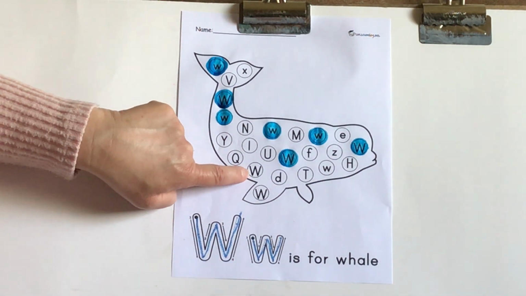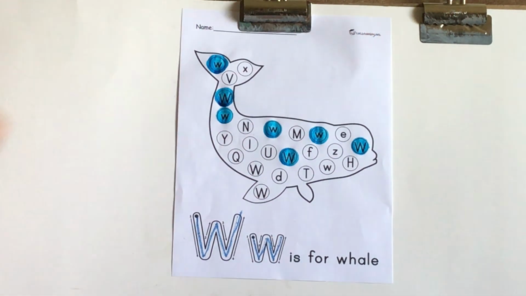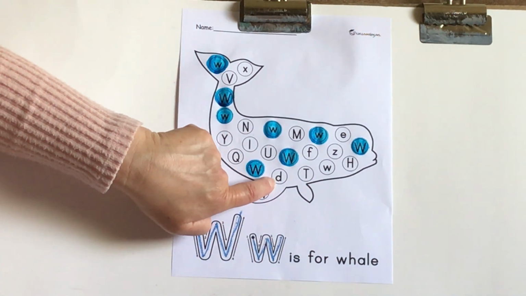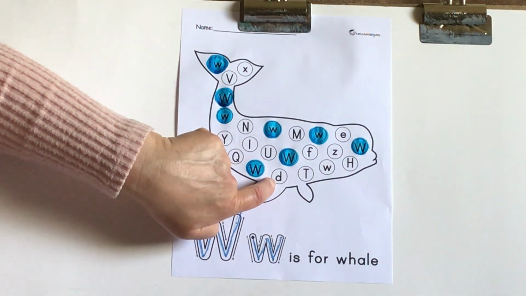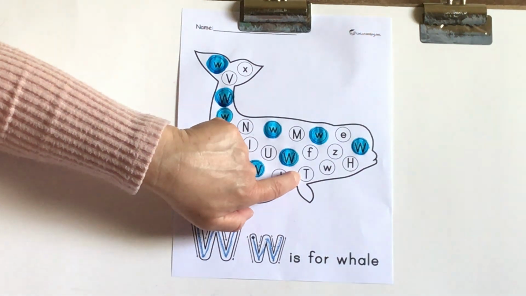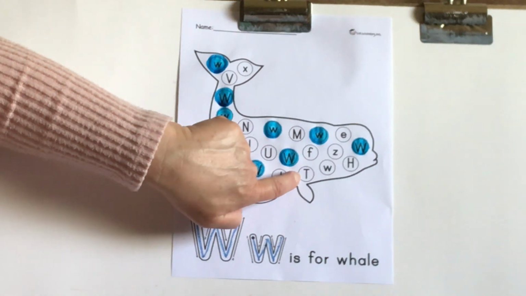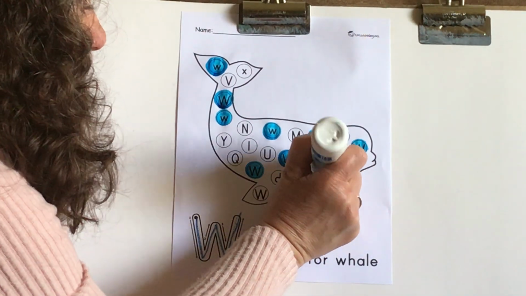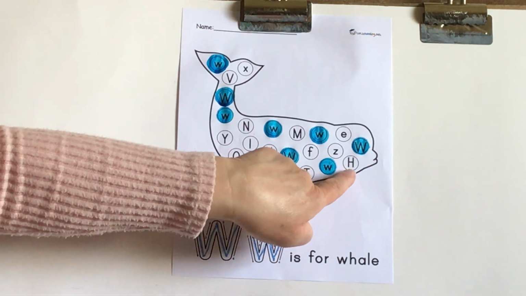What letter is this one? That's a capital W. So put a dot on there. And what about this one? That's a lowercase d, so we don't want to mark that. How about this one? That's a capital T. Should we mark that? No. What about this letter? That's a W. That's a lowercase w.